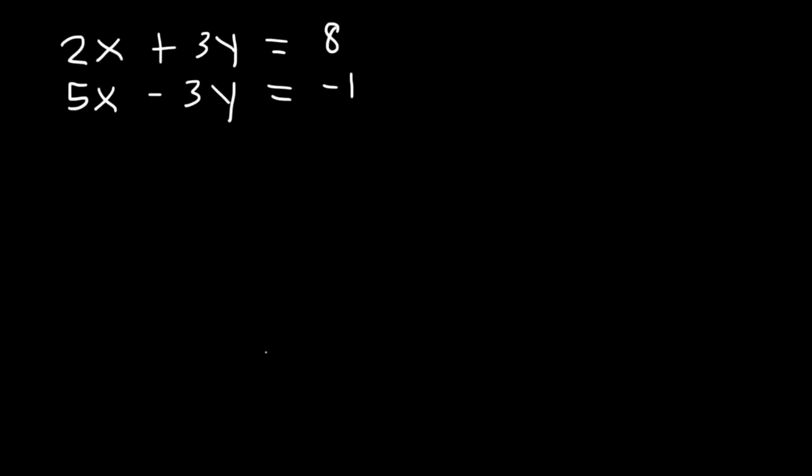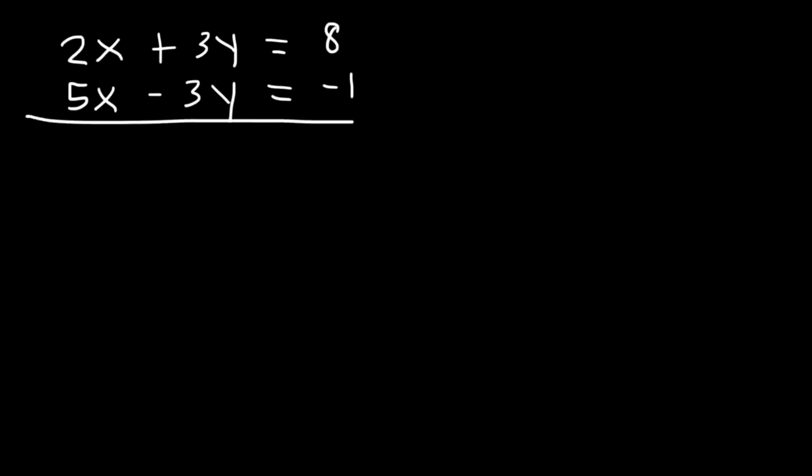Consider the following two equations. 2x plus 3y is equal to 8, and also 5x minus 3y is equal to negative 1. How can we solve these two equations using elimination, which is also known as the addition method?